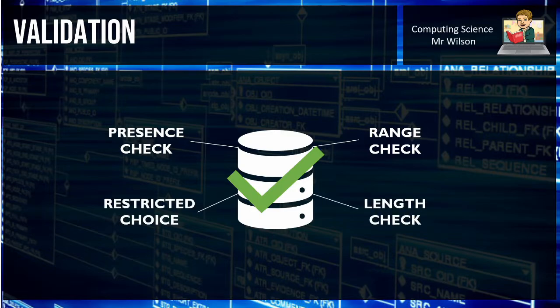Presence check is used to ensure that every record includes a value in that field. You may have seen this when filling in online forms. It's often shown by putting an asterisk next to the field title. It can also be known as required.